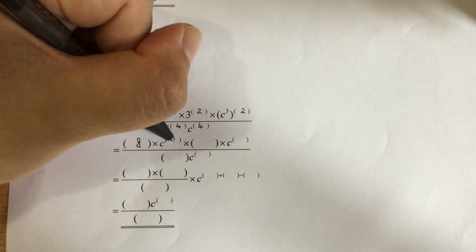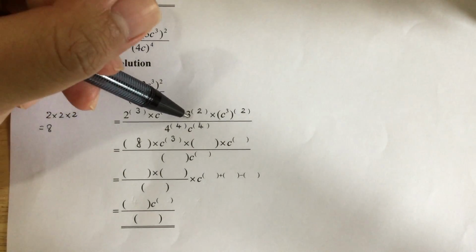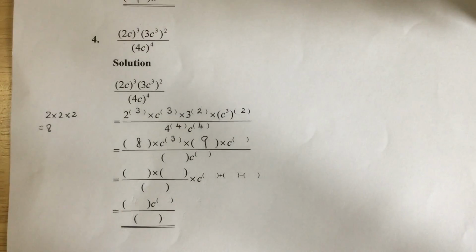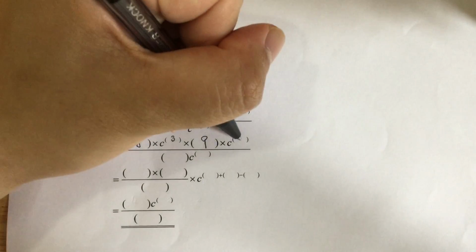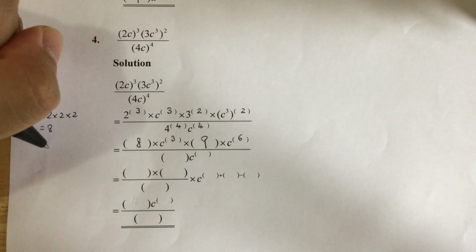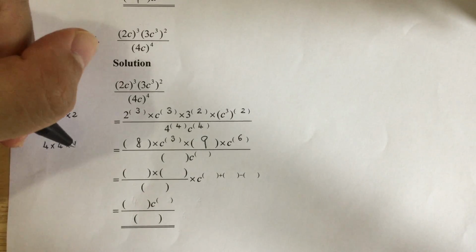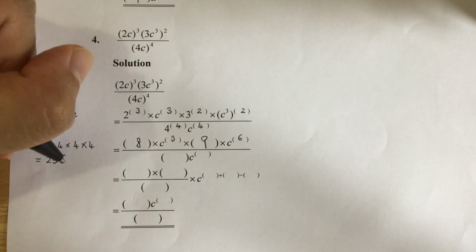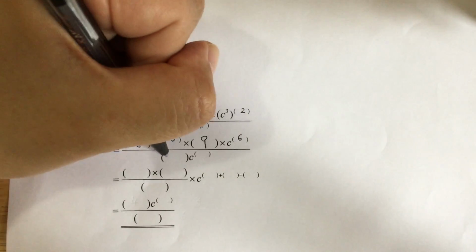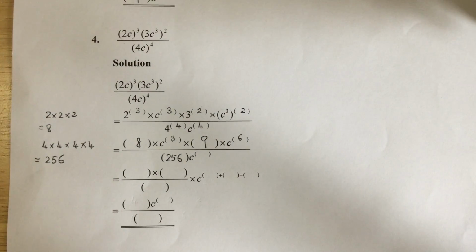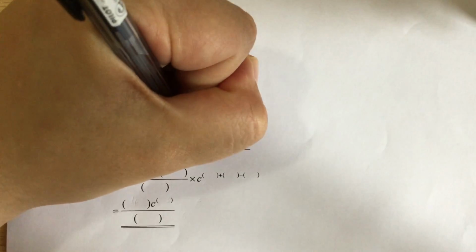C with the power 3. And then 3 squared, you will get 9. And then C with the power 3 times 2, this is power 6. And 4 with the power 4 is 4 times 4 times 4 times 4, which is 256. Okay, a little bit horrible, but you must know how to do this. And C with the power 4, we write it here.